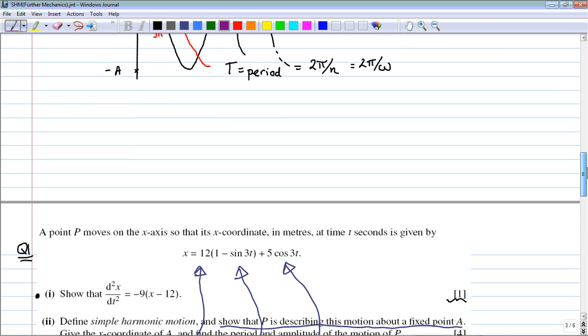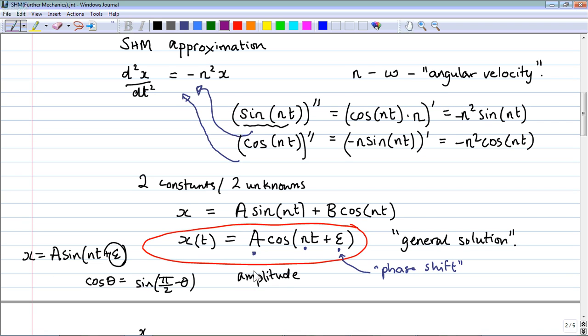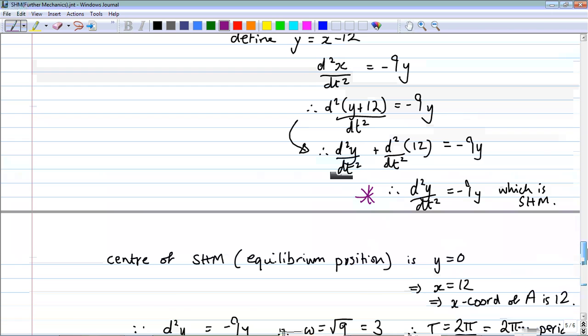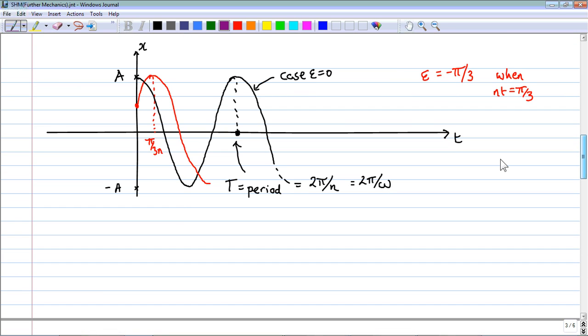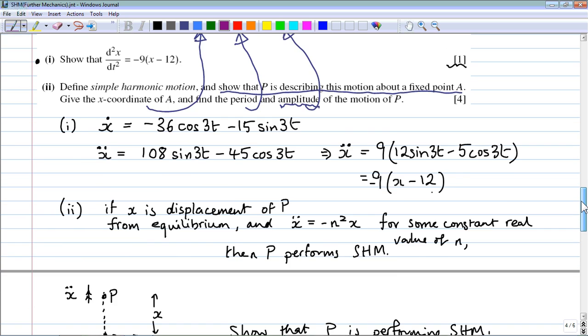If you remember, when we looked at the general solution of SHM, we said that there are two constants, or two unknowns. The two unknowns are the amplitude and the phase shift. So if somebody gives you the value of n, as we have down here, n equals 3, it tells you the period of this graph, but it doesn't tell you how big it is or where it starts. You need other information for that.